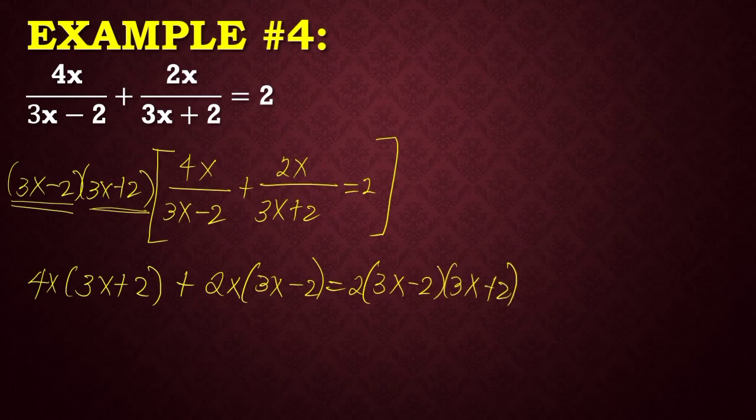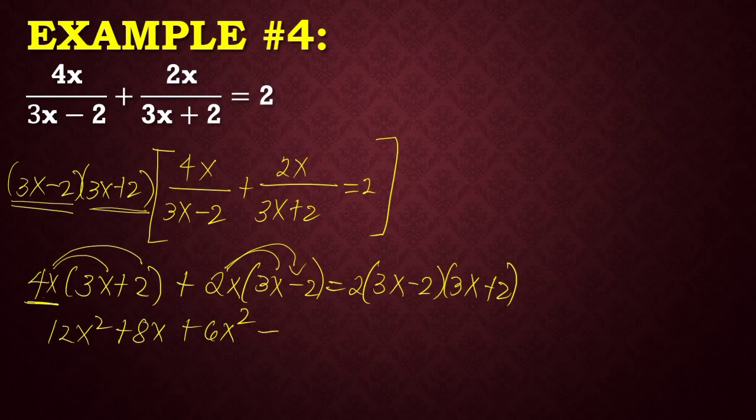Okay. So, and then, we distribute 4x to the terms in the parentheses, 4x times 3x, that is 12x squared. 4x times 2, that is 8x. And then 2x times 3x, that is 6x squared. 2x times negative 2, that is negative 4x, is equal to 2 times, so yung 3x minus 2 tsaka 3x plus 2, difference of 2 squares sila. Ang sagot dito, 9x squared minus 4.